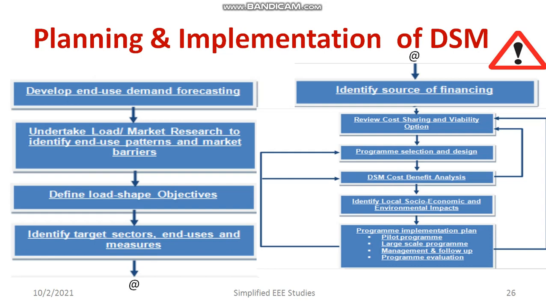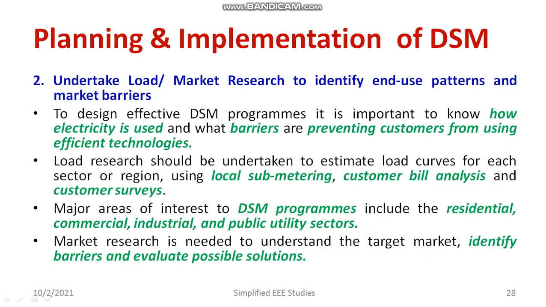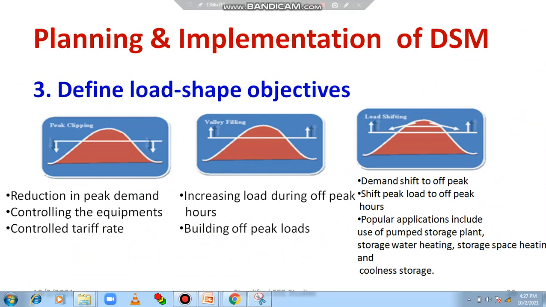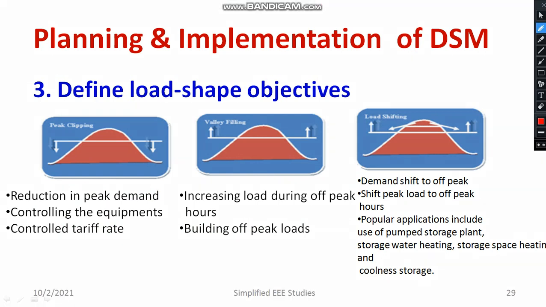Moving on to the third step, define the load shape objective. Here we need to talk about both the customer side and the utility side. First, let us talk about the customer side. On the customer side, there are three major processes involved. Number one is peak clipping. This is the first process.